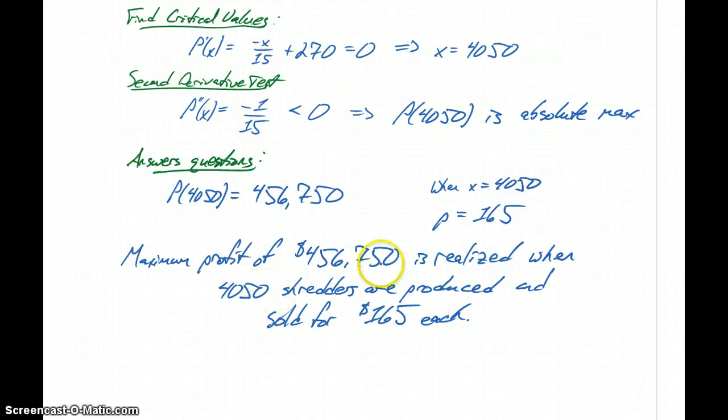So again, a final statement that's tying together all of that mathematical information to just make it plainly obvious. We want to produce 4,050 shredders. We want to sell them for $165 each, and that should yield our maximum profit of a little under $457,000.